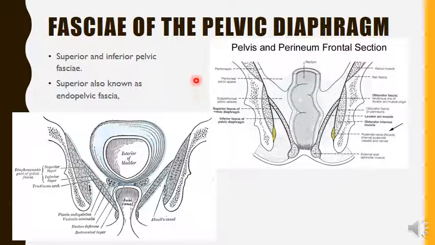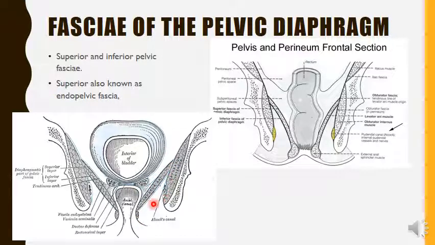So I told you I'll add a few points on the fascia of the pelvic diaphragm. The fasciae are two. What are the two fasciae? Superior and inferior pelvic fascia. In this image, this is the levator ani muscle on both sides, and the blue line that you are seeing is the inferior fascia of the pelvic diaphragm, and this one is the superior fascia of the pelvic diaphragm.